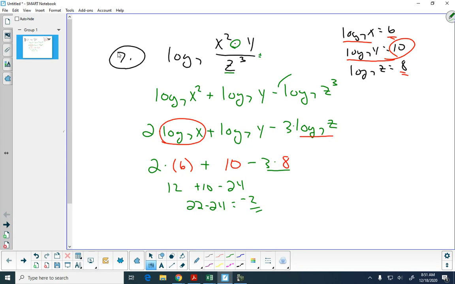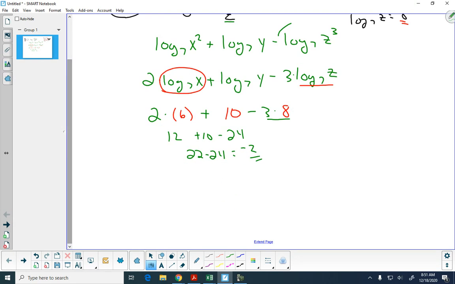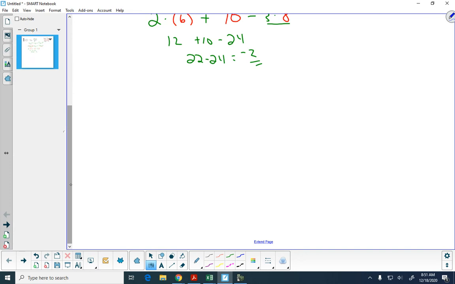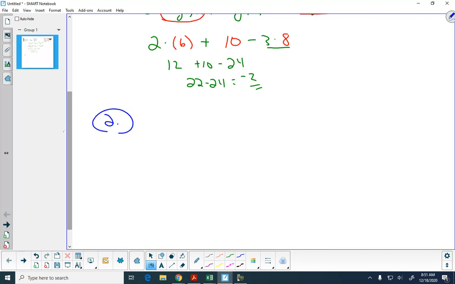Other questions? Can you do number 2 on the front? Number 2 on the front, we have log of 20 plus 2 log of 5.